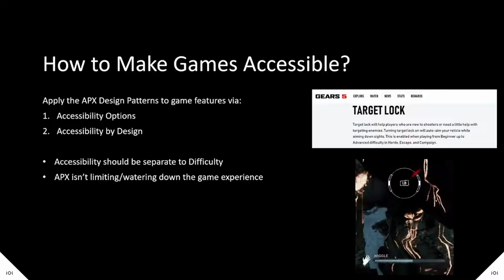So, making games accessible, the idea now is we take each of these 22 design patterns and we apply them to the individual game features. Because that's really how we make games accessible: by making the individual game features and designs accessible. And so we can apply these, and then we can usually end up with accessibility options. These are things like, in the settings, auto completing quick time events, or auto aim to help lock onto enemies.